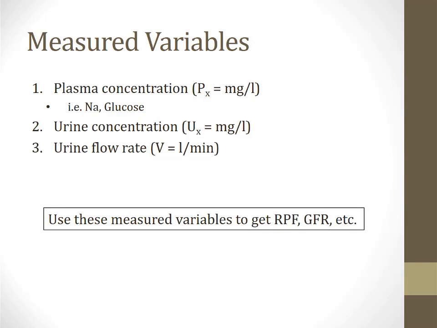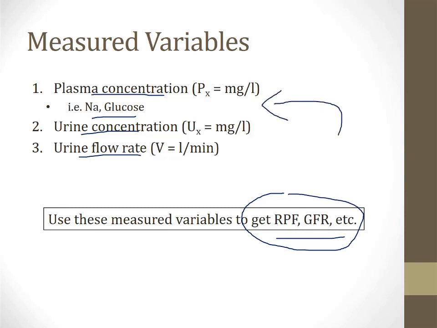So I went through all that to help you understand some of the commonly measured variables that we use to assess renal function. And what we're going to do in the next few slides is talk about how we can use some easily obtainable values to get some important measurements of kidney function like renal plasma flow and GFR. So what we're going to try to do is take plasma concentration of certain substances like sodium and glucose, the urine concentration of those substances, and the urine flow rate, and use these to determine the renal plasma flow and glomerular filtration rate. These things are all relatively easy to obtain.